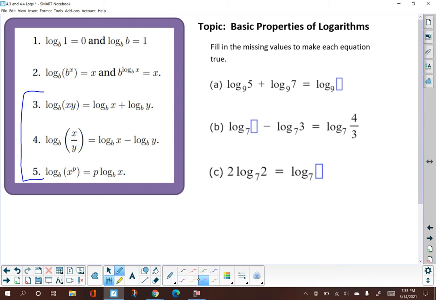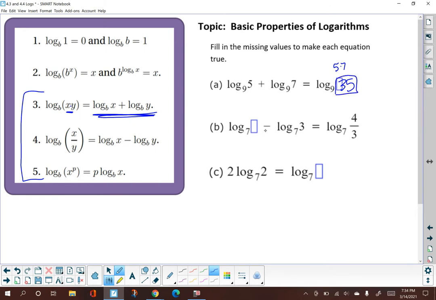So our first problem says we have 2 logs that we want to add together. So our addition property of logarithms tells us that we would multiply those arguments together in the single log. So we would multiply the 5 and 7, so this would be the log base 9 of 35.